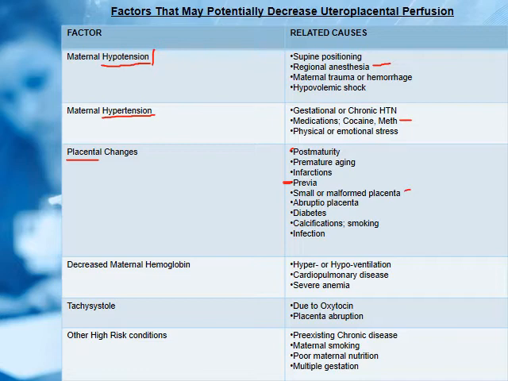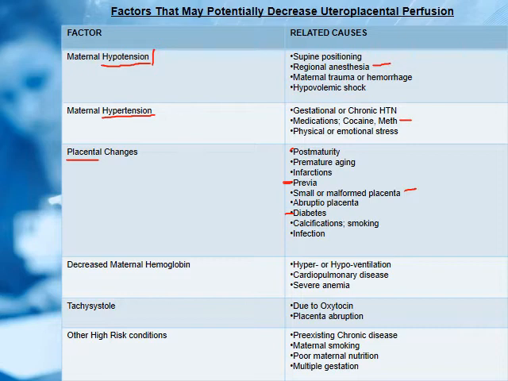If this placenta is really small, that can be due to nutritional deficit or drug use or smoking. Abruption, the placenta rips off. Of course, that's going to take away blood from the baby. Diabetes does have a side effect of causing interference with blood flow through the placenta, and then those calcifications, smoking already mentioned, and infection, of course, placental infection.